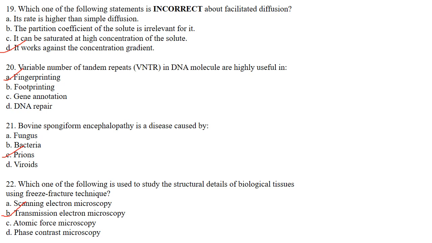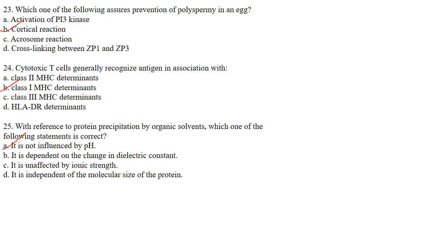Answer is option B. Which of the following assures prevention of polyspermy in an egg? So it is cortical reaction. Answer is option B. Cytotoxic T cells generally recognize antigen in association with class 1 MHC determinant. Answer is option B.